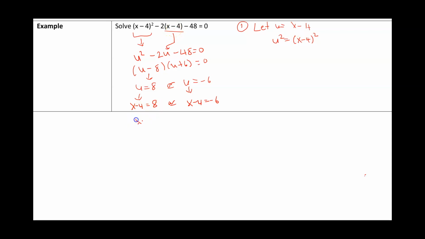So if we add 4 to both sides, we get x equal to 12. If we add 4 to both sides, we get x equal to negative 2. So our solution set is 12 and negative 2.